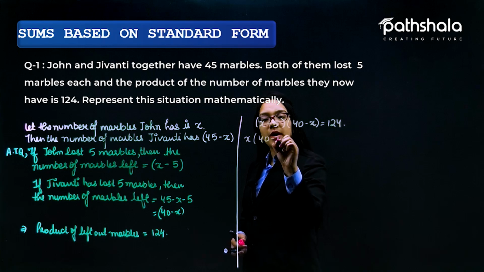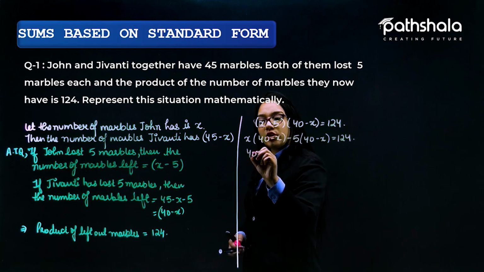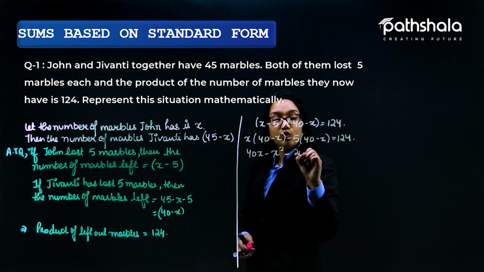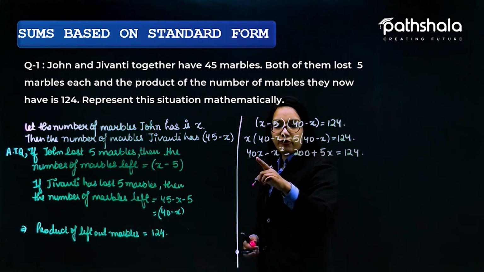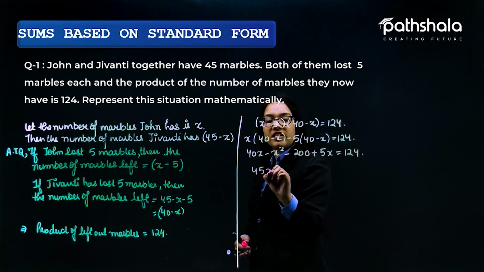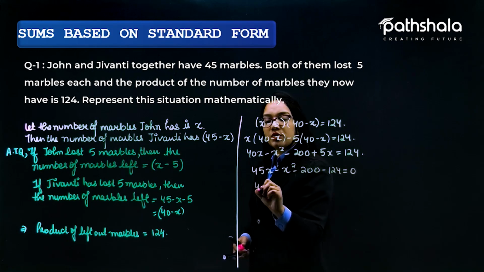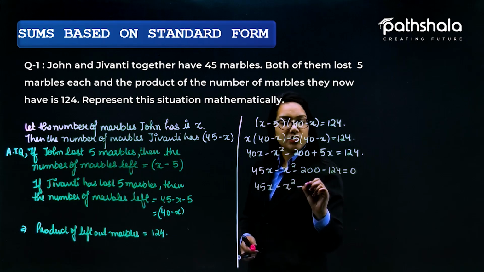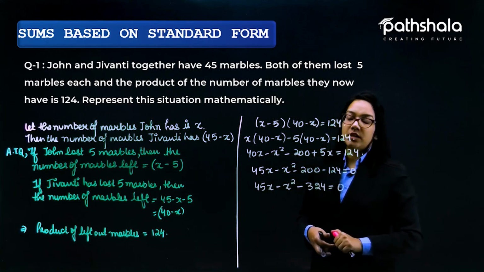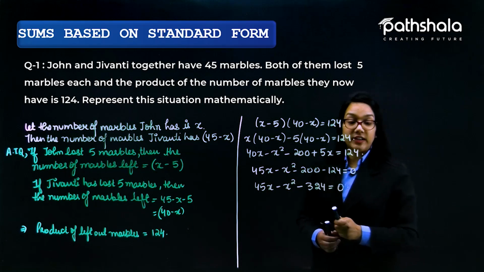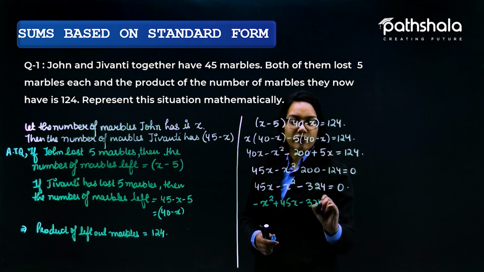This would be x into (40 minus x) minus 5 into (40 minus x), which is equal to 124. This would be 40x minus x square minus 200 plus 5x, which is equal to 124. So this would be 40x plus 5x, which is 45x, minus x square minus 200. I am taking 124 to this side. So this would be 45x minus x square minus 324 is equal to 0. Let us arrange all these terms in descending order of the degree of the variable x. So this would be minus x square plus 45x minus 324 is equal to 0.